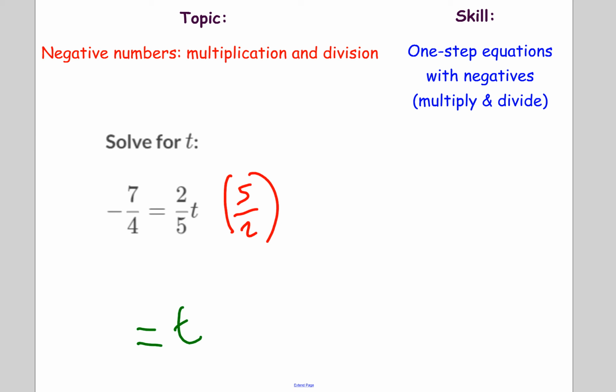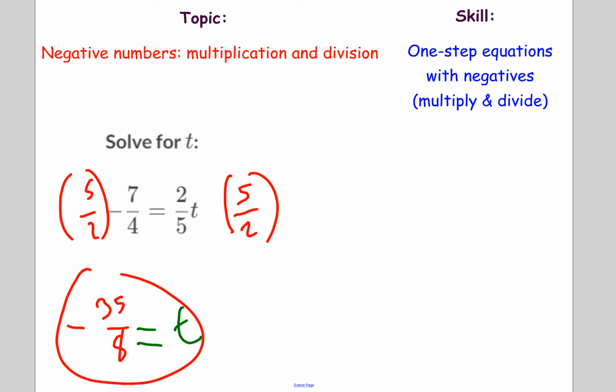So if I multiply one side of the equation by 5 over 2, I need to multiply the other side of the equation by, you got it, 5 over 2. This is a positive times a negative, which makes the answer a negative. Numerator is 5 times 7, which is 35. Denominator is 2 times 4, which is 8. And folks, that is our answer, negative 35 over 8.